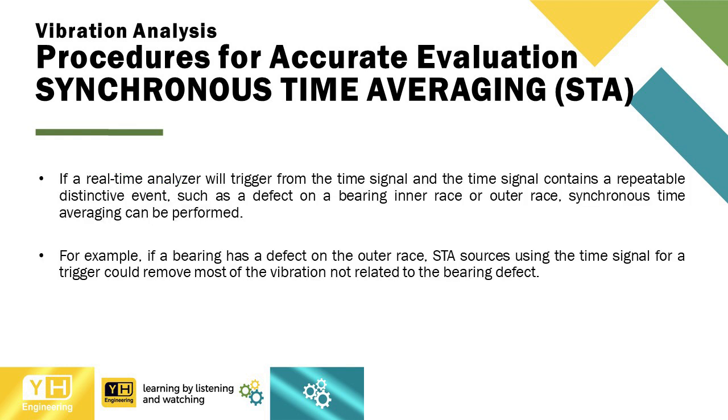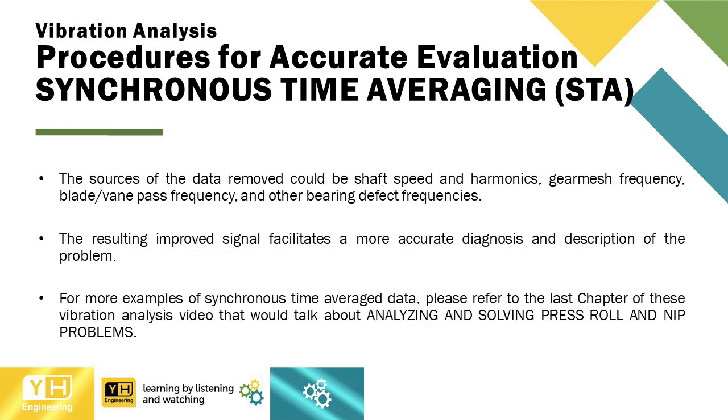If a real-time analyzer will trigger from the time signal and the time signal contains a repeatable distinctive event, such as a defect on a bearing inner race or outer race, synchronous time averaging can be performed. For example, if a bearing has a defect on the outer race, STA using the time signal for a trigger could remove most of the vibration not related to the bearing defect. The sources of the data removed could be shaft speed and harmonics, gear mesh frequency, blade/vane pass frequency, and other bearing defect frequencies. The resulting improved signal facilitates a more accurate diagnosis and description of the problem.